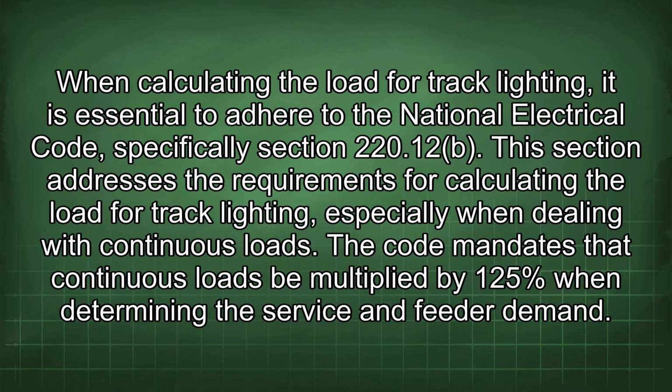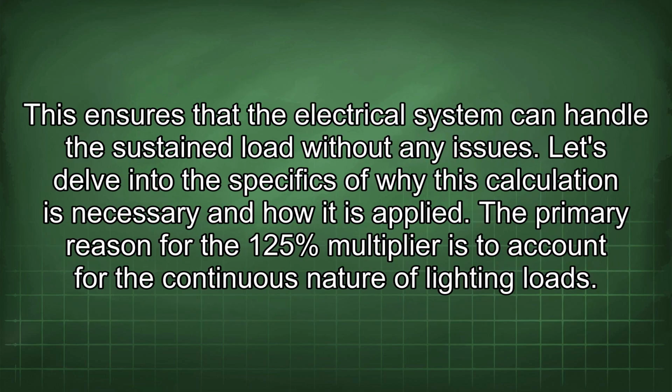When calculating the load for track lighting, it is essential to adhere to the National Electrical Code, specifically Section 220.12 IP. This section addresses the requirements for calculating the load for track lighting, especially when dealing with continuous loads. The code mandates that continuous loads be multiplied by 125% when determining the service and feeder demand. This ensures that the electrical system can handle the sustained load without any issues.